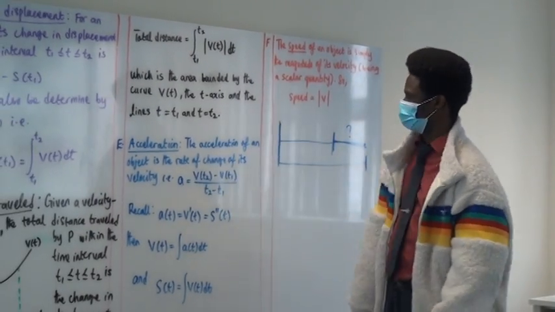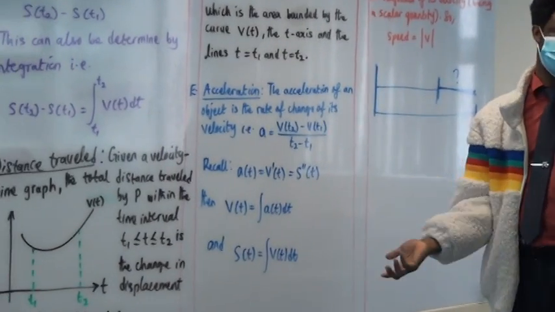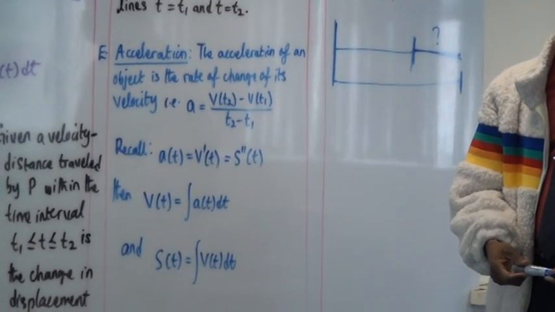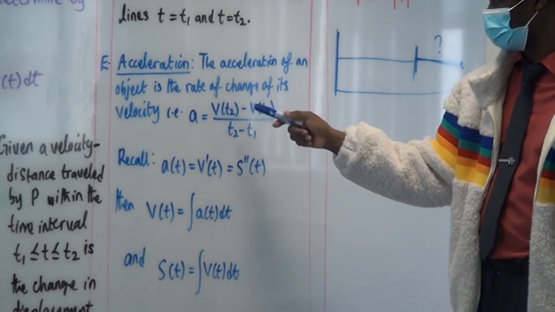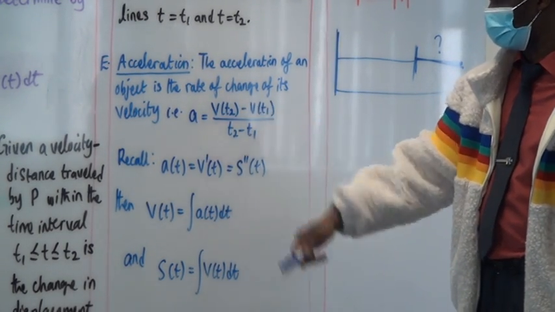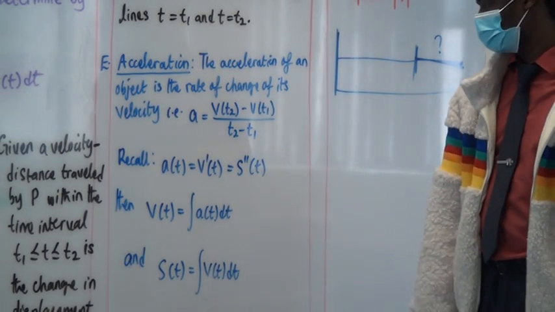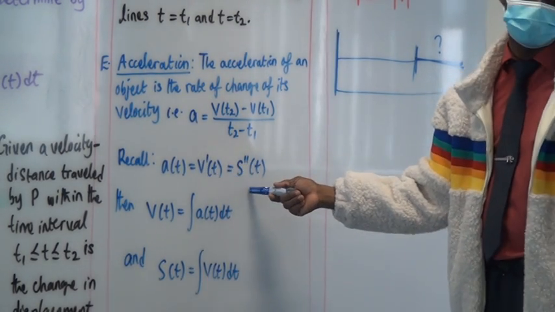So the last part is acceleration. This is easy. Acceleration is just the rate of change of your velocity, isn't it? Okay? So that's just the final velocity minus initial velocity, divided by the change in time. And we already know this from differentiation.